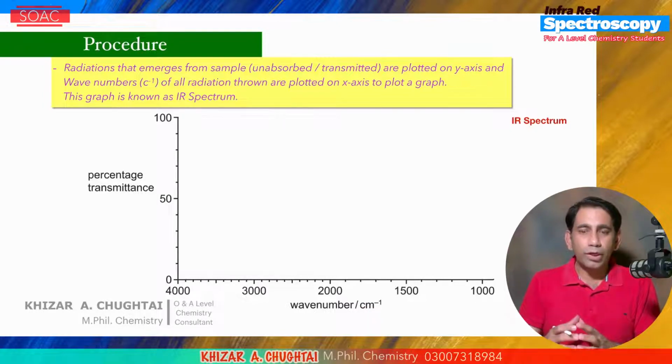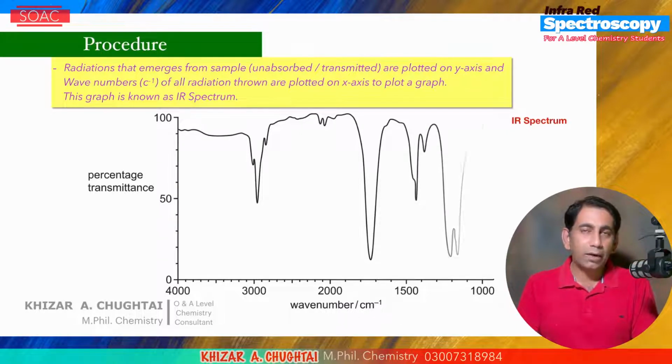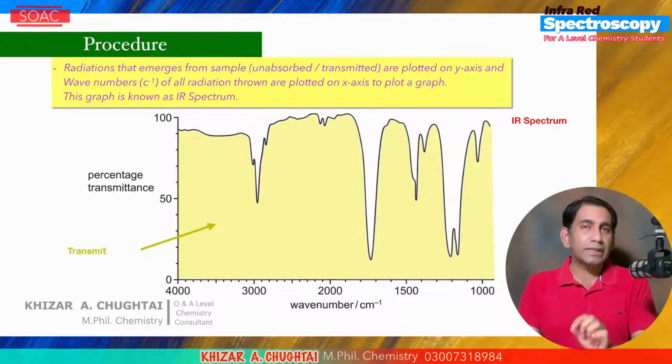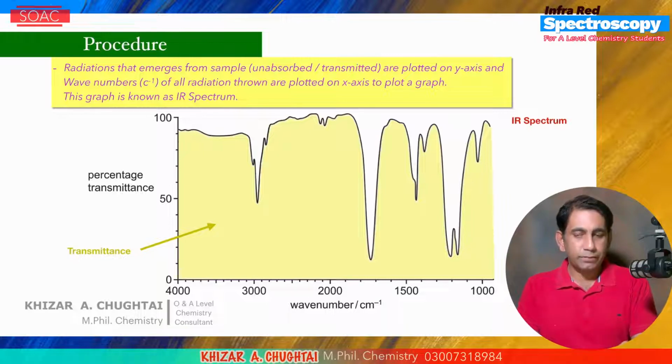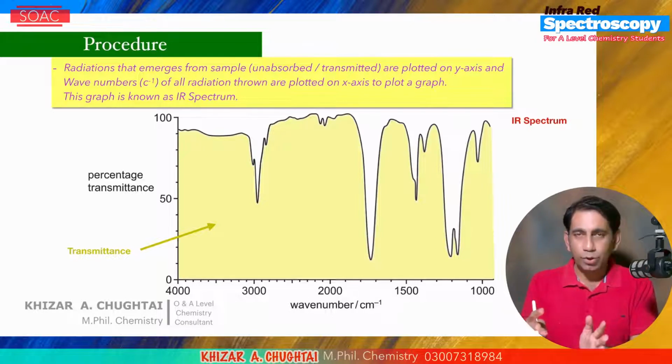Basically, we are going to plot these two factors, percentage transmittance versus wave number, and we are going to have this sort of curve or curves, and these are called peaks or signals. The area under the peak, highlighted by the yellow color, is indicating the transmittance of the radiation. The radiations from the IR spectrum that haven't been absorbed are shown by this yellow area.